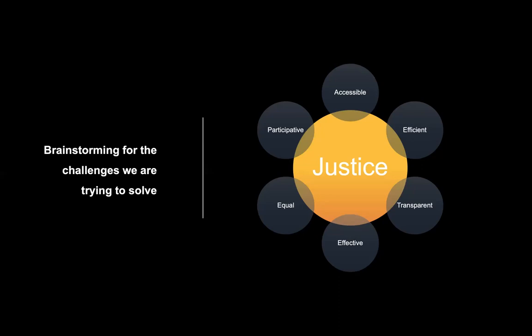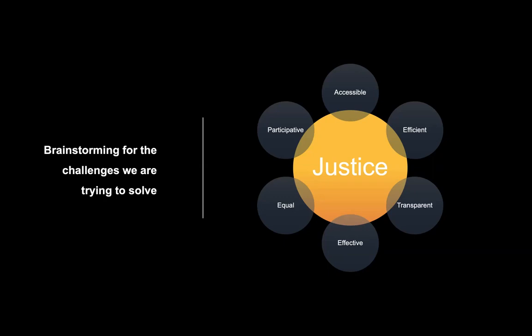And making it equal, so it gives equality to all people, regardless of social status, location, gender, or beliefs, for example. And then it should be participative. Participative and equality are loosely similar, but they are different. Justice should be participated in by all people. So these are the 6 ideas I've made.